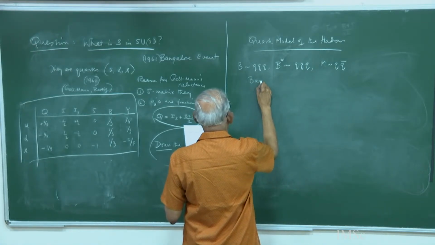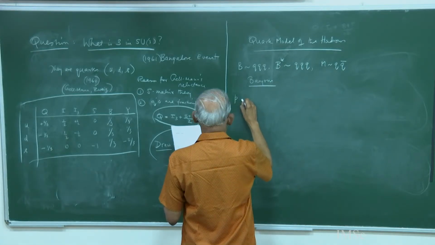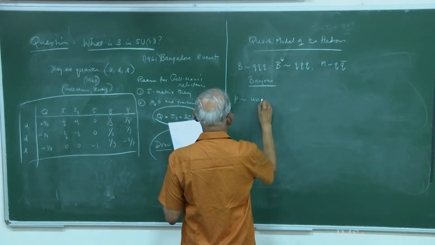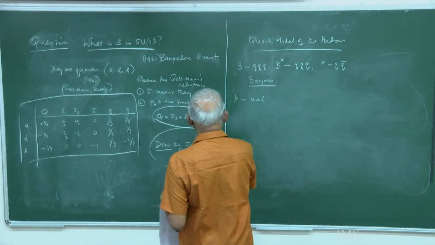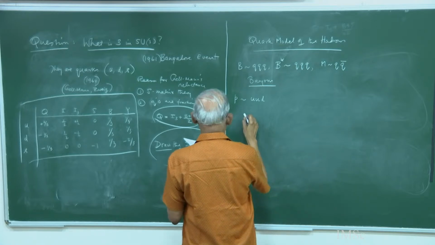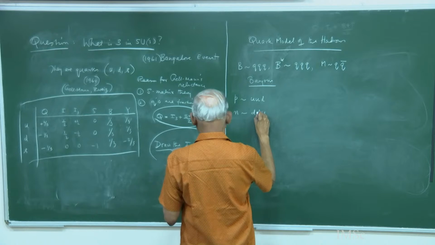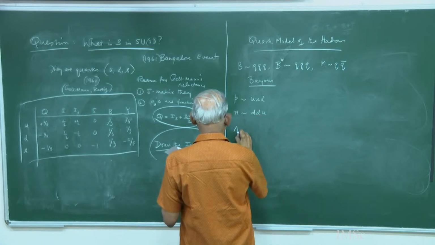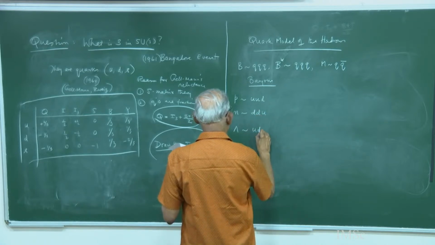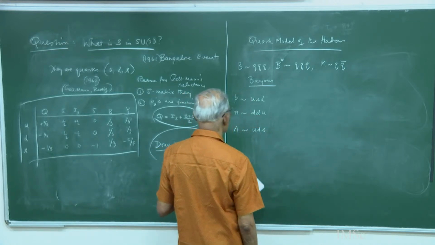Baryons. Proton is made up of UUD. You can see the charge is balanced, 2/3, 2/3, minus 1/3, proton charge 1. Neutron will be 2 Ds and 1 U. Lambda will be UD, and a strange quark has to be there to get strangeness minus 1. They are all additive quantum numbers.